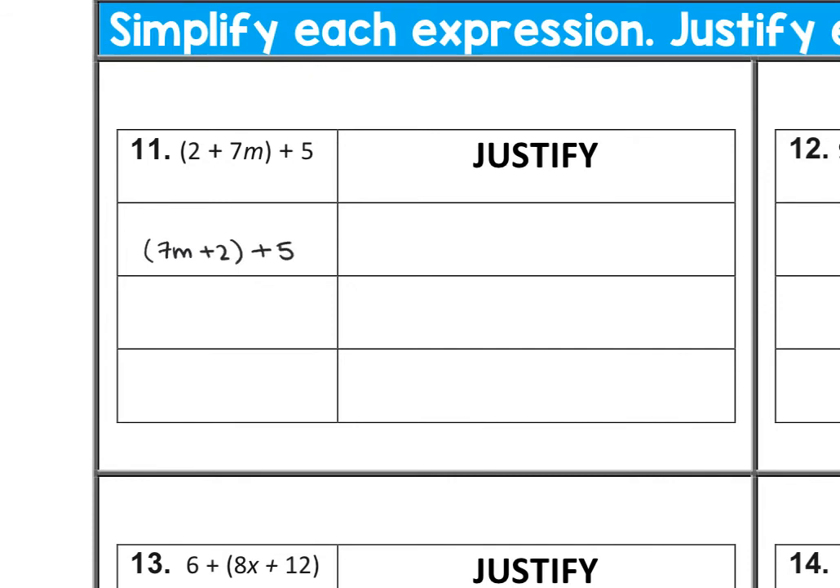And all we did to get from line 1 to line 2 is we changed the order of our terms that are in parentheses. And when we change the order of terms, we're using the commutative property. And in this expression, we're using addition, so it's the commutative property of addition.